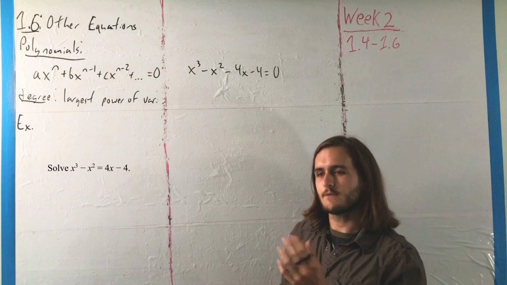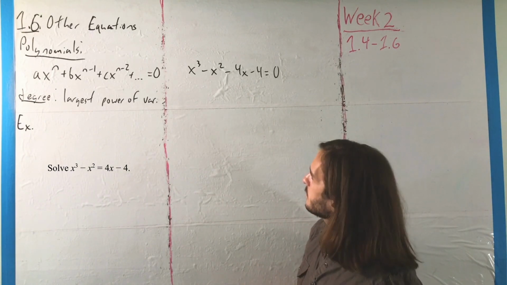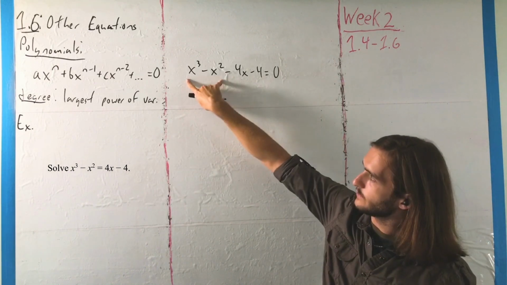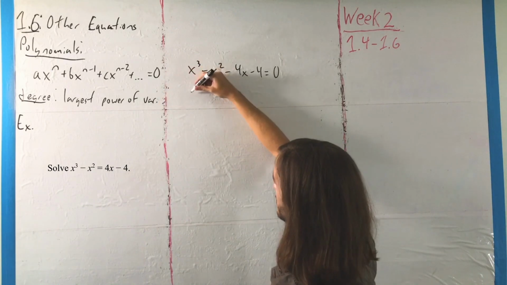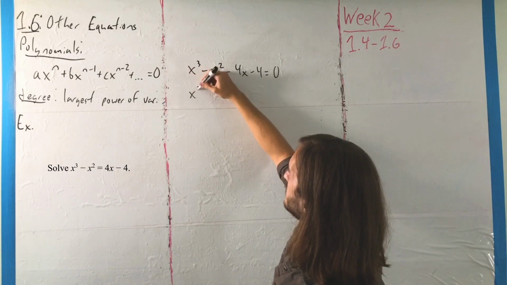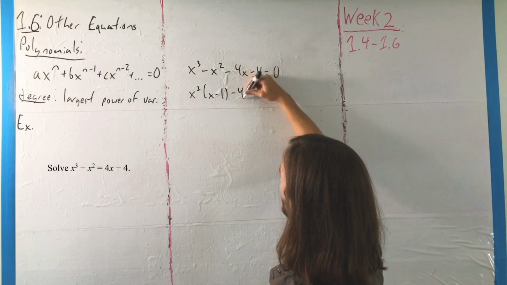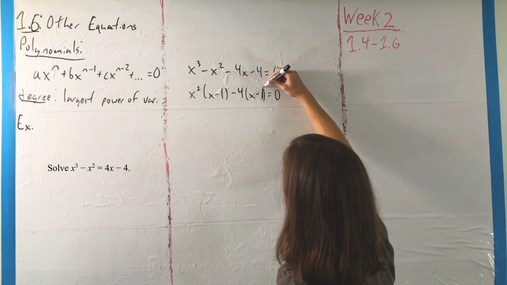I guess that's a slightly different strategy, but we can see that if we pull a 4 from this group, we'd get an x minus 1. If we pull an x squared from that group, we'd also get an x minus 1. So in particular, we'd have an x squared times x minus 1 minus a 4 times x minus 1, where all this would still be equal to 0.